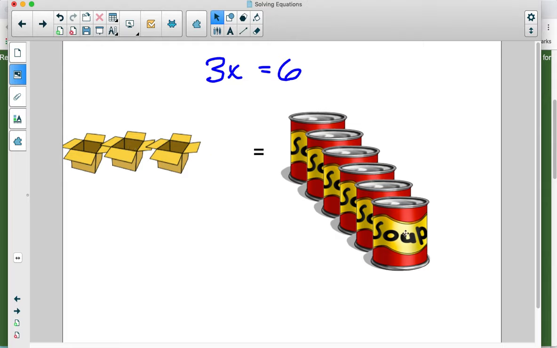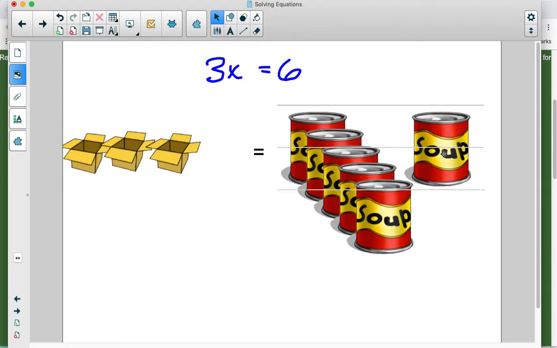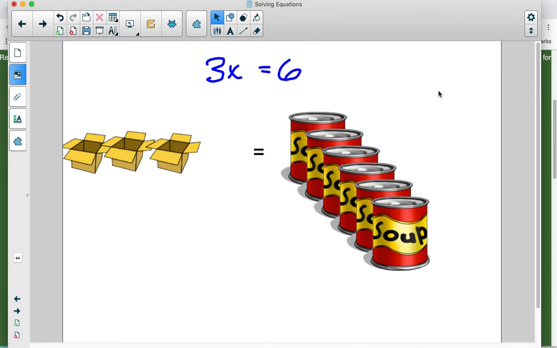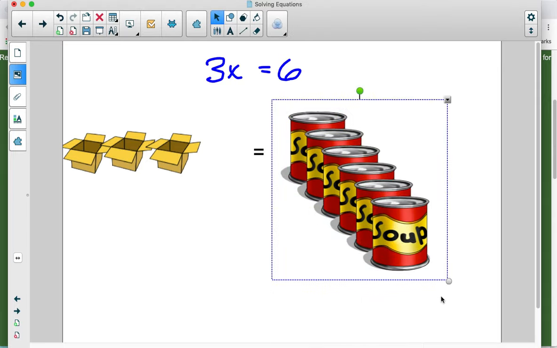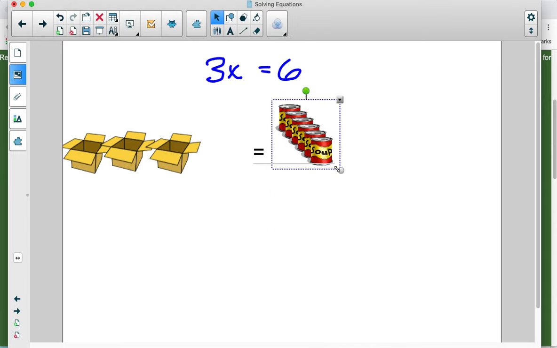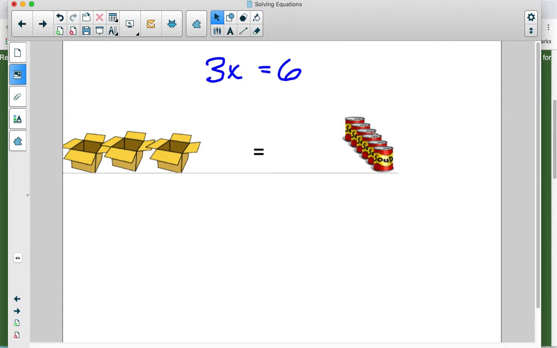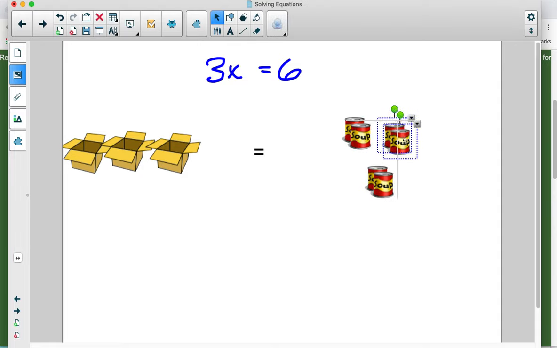So how do we split up the cans? Well, first of all, let's make this a little bit smaller because that's not realistic scaling for the cans. Now we have our cans. If you're a visual learner, you want to split this up into equal groups, 3 equal groups. So there you go, 1, 2, 3. That means there's 2 in each.